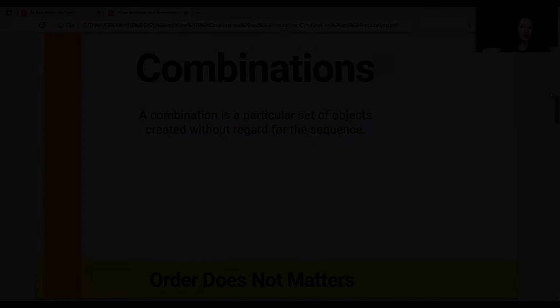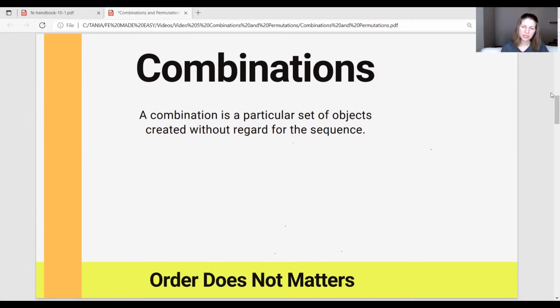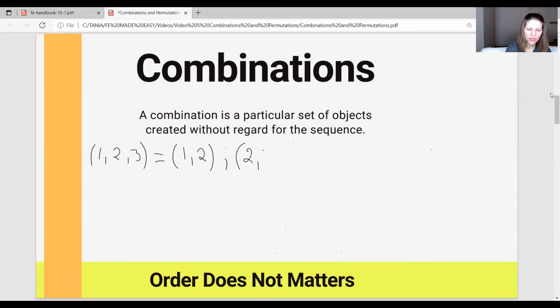Now let's move on. So, a combination is a particular set of objects created without regard for the sequence. In other words, order does not matter. I'll give you an example. If we were to take a set of 3 numbers, 1, 2, 3, and I would like to know how many groups of 2 out of these 3 numbers I can create, we can do 1, 2, we can do 2, 3, and we can do 1, 3. There are no other groups we can create.